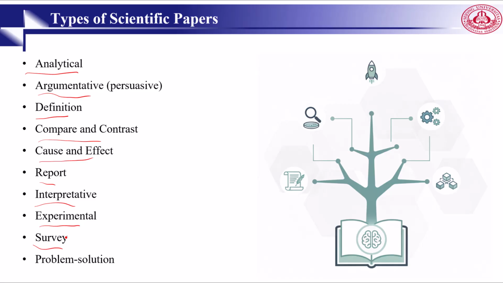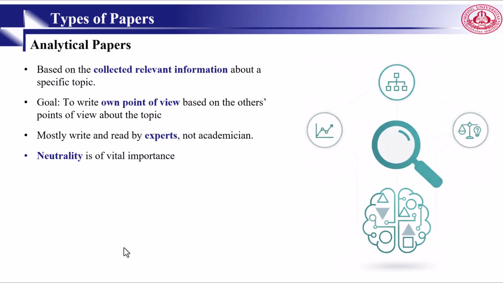Then we have survey papers. They summarize and synthesize prior research on a topic. How? By identifying trends, gaps, and future directions. Finally, we have problem solution papers. They outline a specific issue and propose a feasible, evidence-based solution, a format often used in applied science and engineering research. Let's check them one by one.